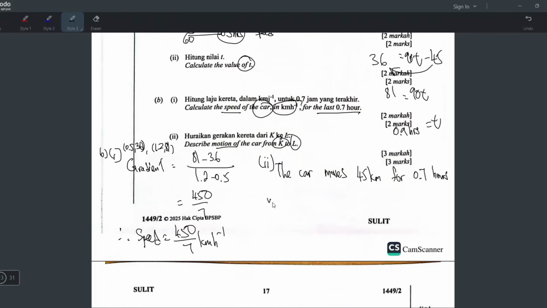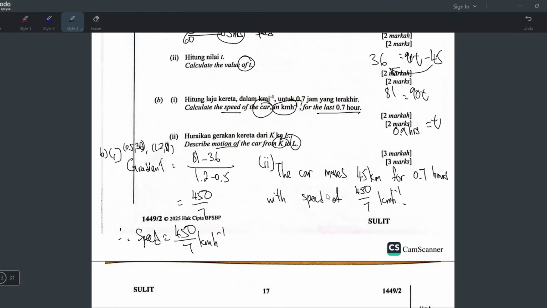And then mention the speed, with speed of 450/7 kilometer per hour. And this speed actually comes from this part. Yeah. If you describe like this, it is good enough already.